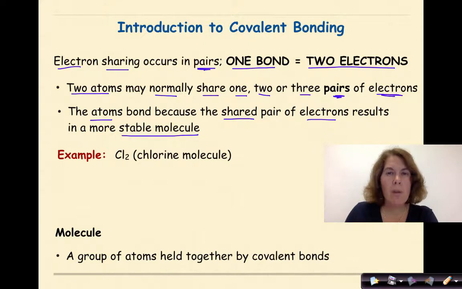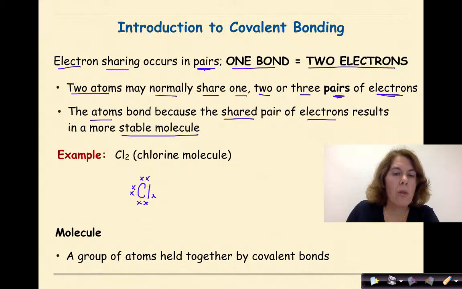Say I have a chlorine molecule, and we know chlorine is a nonmetal. So if I look at a chlorine atom, here's Cl, we know it has 7 valence electrons. So 1, 2, 3, 4, 5, 6, 7. 7 valence electrons. Now, it is not stable. In order for it to be stable, it wants a full octet. In other words, it needs to gain another electron. But instead of gaining an electron, what if it shared an electron with another chlorine atom?